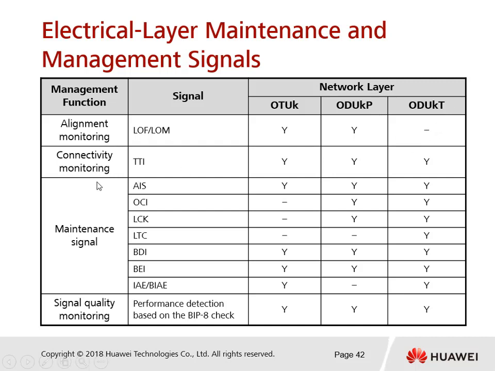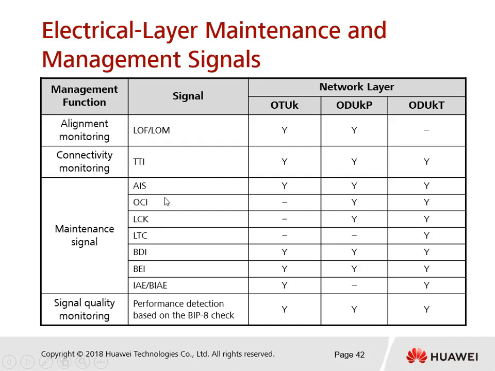And next, it's for the connectivity monitoring, TTI, trail trace identifier. As we know, for the OTUK-SM, the ODUK-PM, and the ODUK-TCMi, we have the TTI, so we can support it in all the network layers. And another part is for the maintenance signals. We have the AIS, OCI, LCK, LTC, BDI, BEI, or BIAE.